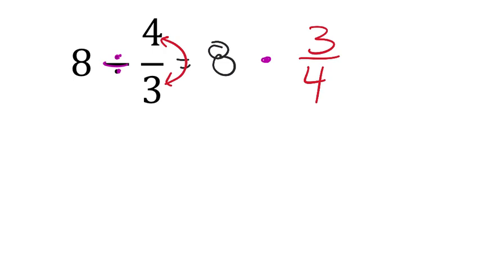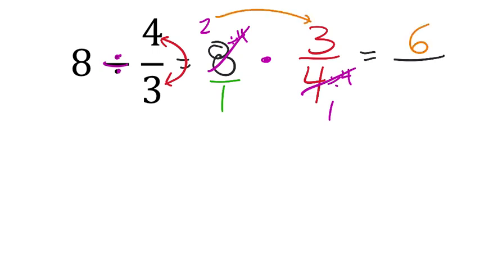So what I'm going to do is make it 8 over 1. And now I can cross simplify. It looks like the 8 is divisible by 4, and the 4 is divisible by 4. So 8 divided by 4 would be 2, 4 divided by 4 would be 1, and now our multiplication problem was made a lot simpler. In the top, you got 2 times 3, which is 6. In the bottom, you got 1 times 1, which is 1.